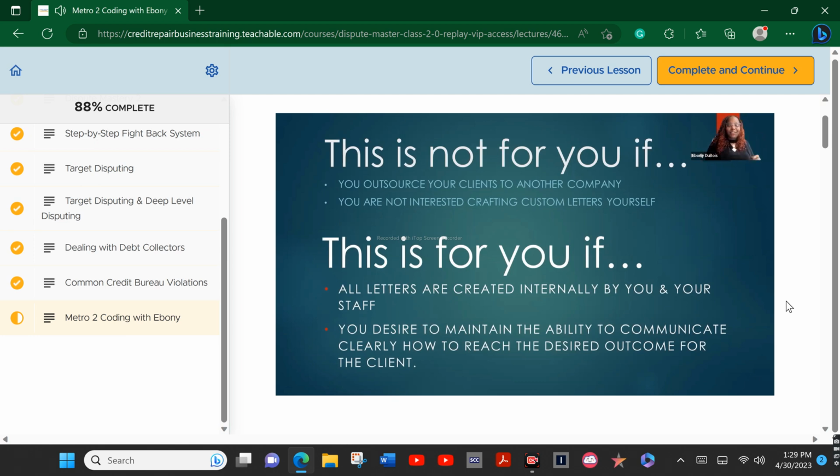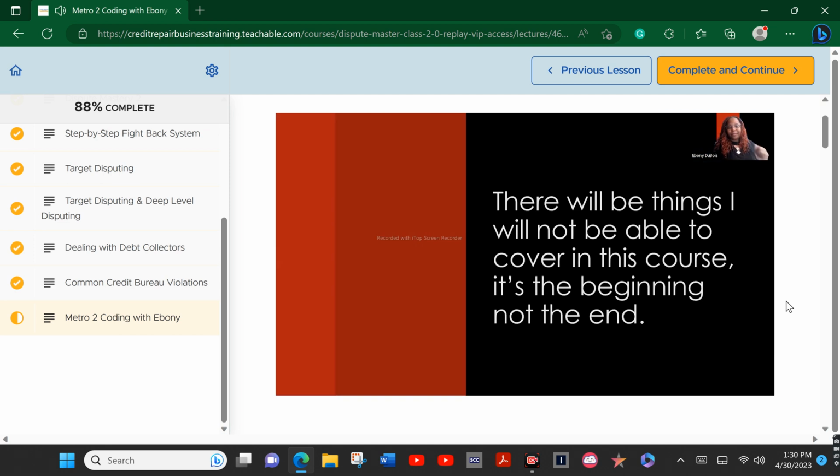All right. This is for you if all the letters that you need are crafted internally by you and your staff. So even if you have a VA who crafts your custom letters, this will work for you. If you desire to maintain the ability to communicate clearly and reach desired outcomes for the client, this is definitely for you. If you feel like you get stuck when you're trying to explain something to someone, this is definitely for you, okay? Because I'm really big on communication. I'm really big on customer service. So I want to make sure that you guys grasp it and that you work through this with me, because I really feel like it's important. All right.